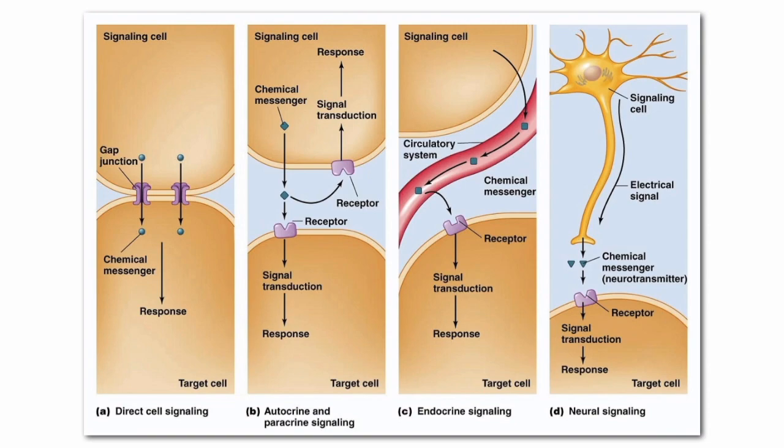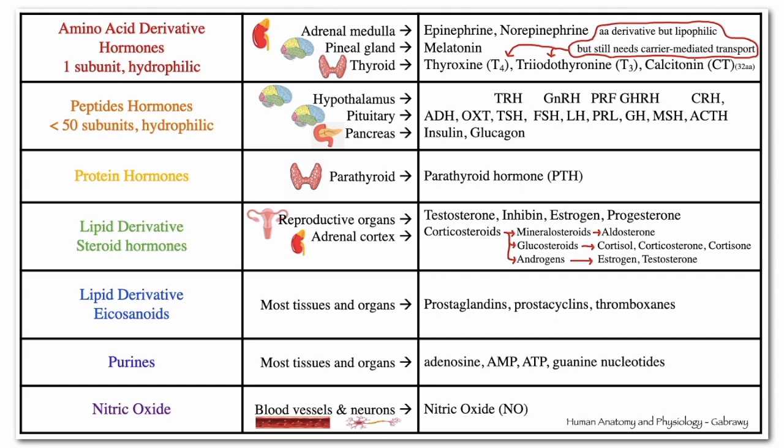Okay, next question. What groups of hormones are there? So I've put this table together for you to help you organize your thoughts and see the various kinds of hormones, how they may be grouped, from which organ they are released from, and the examples of these groups of hormones. There are single amino acid type hormones like epinephrine, norepinephrine, melatonin. There are peptide type hormones.